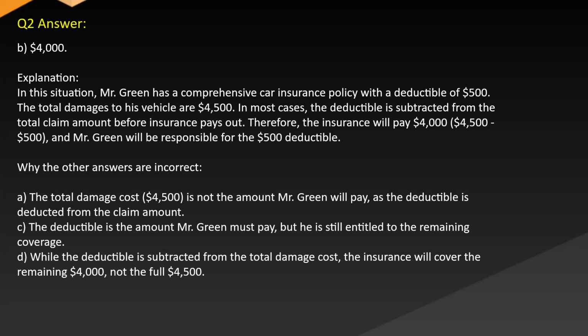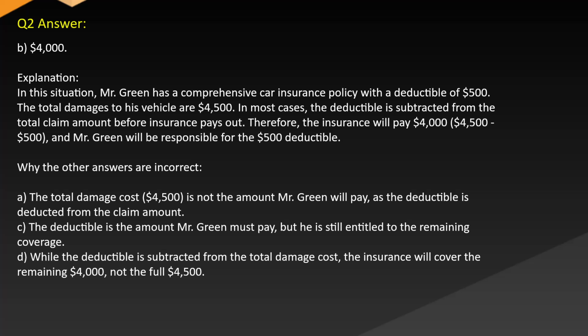Answer: B. $4,000. Explanation: In this situation, Mr. Green has a comprehensive car insurance policy with a deductible of $500. The total damages to his vehicle are $4,500. In most cases, the deductible is subtracted from the total claim amount before insurance pays out. Therefore, the insurance will pay $4,000, and Mr. Green will be responsible for the $500 deductible.